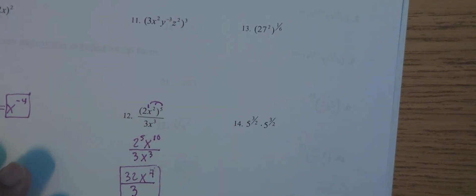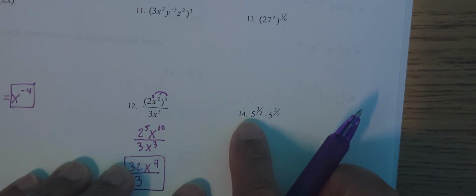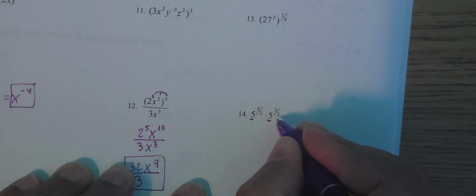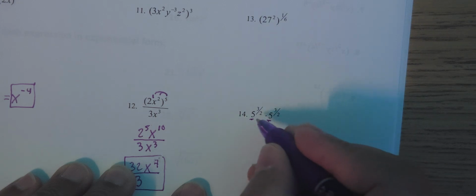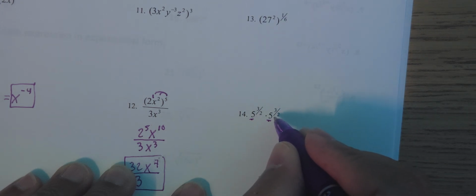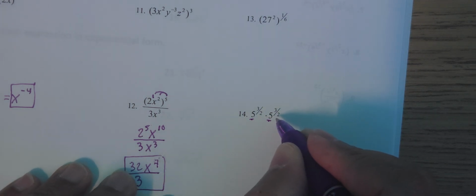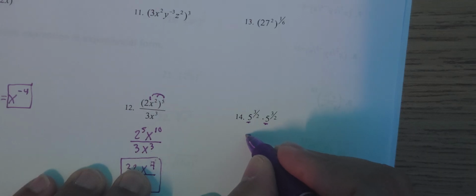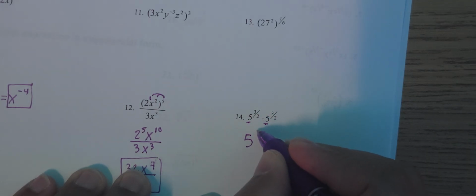So number 14, for this one, they have the same base, right? And they have the same index, which means we have the cube root of 5 to the 4th. So I'm going to make this the easiest way possible. Okay, so we have the same base. That means we have 5. This has a power of 3/2. And this one also has a power of 3/2.